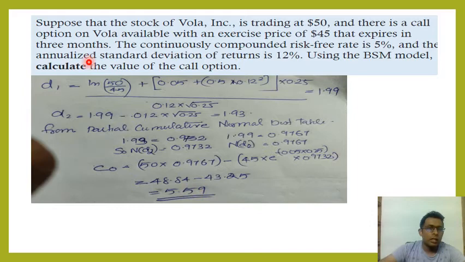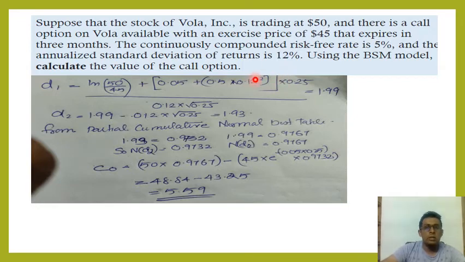There is a way: ln of S by X. What is the confusion that arises here, what is on the top, X or S? Whatever comes first in alphabetical order, that is S, will be on the top, divided by X. Then comes r plus 0.5 into sigma square, into time period. Sigma and time period will come together. Everywhere it will be coming together. So whenever you are doing sigma square or sigma, it will be together only.